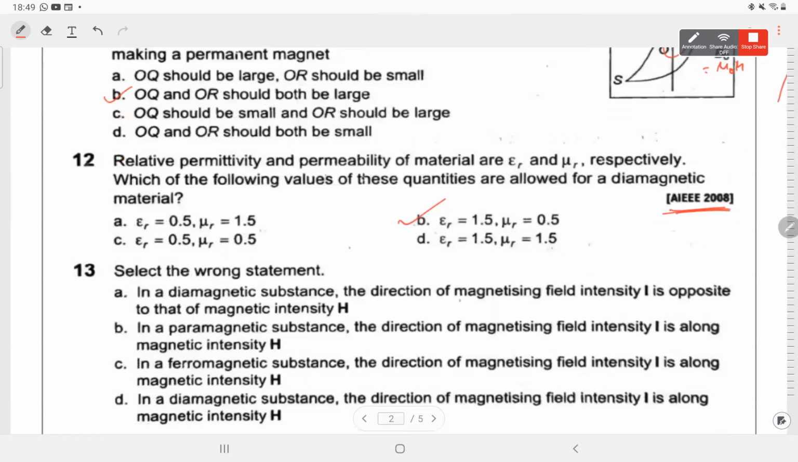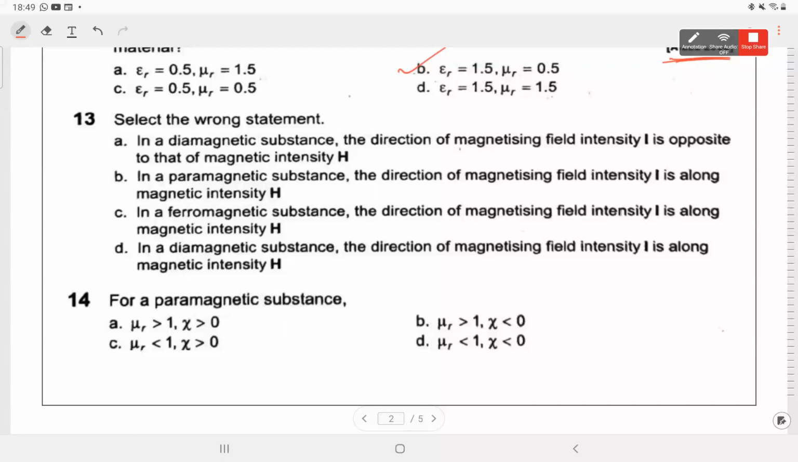Select the wrong statement. Diamagnetic substance: the direction of magnetizing field intensity is opposite to the magnetic intensity. That's correct, or that's wrong. In a paramagnetic substance, it is along the magnetic field. In a ferromagnetic substance, it is along the magnetic field intensity. In a diamagnetic substance, it is along the magnetic field intensity. Which is wrong? D. In a diamagnetic substance, the intensity is opposite. For a paramagnetic substance, mu r is greater than 1, chi is positive, so answer 14 is A.